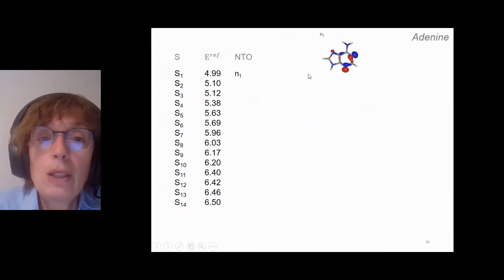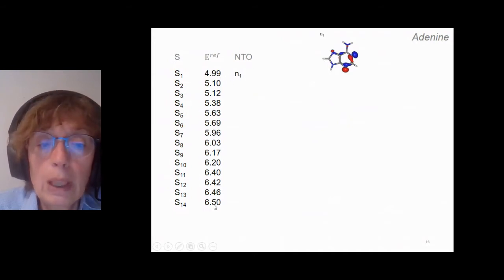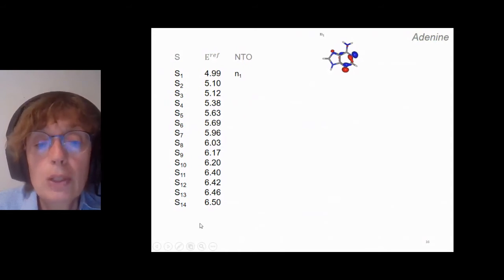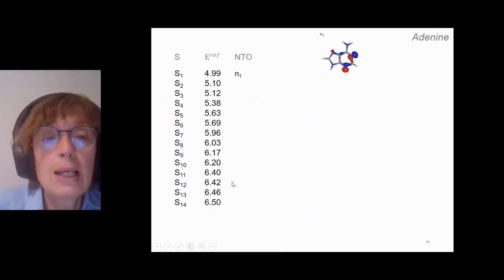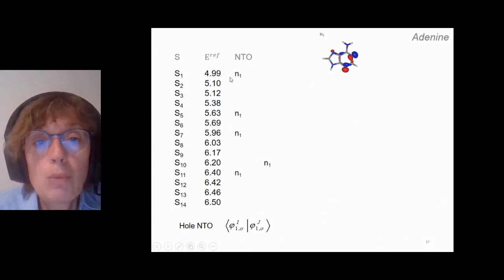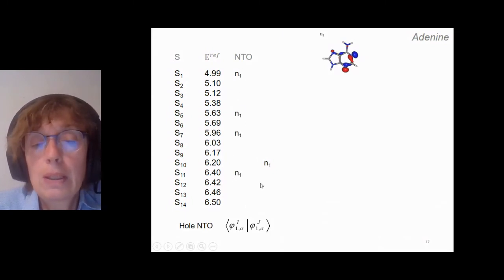This is an n orbital shown here. And then compute the overlap between this whole orbital and the whole orbitals of all other transitions. And what we see is that the same whole orbital participates in different transitions.